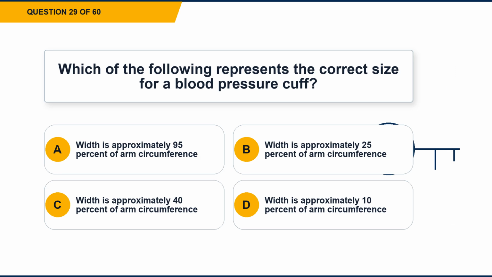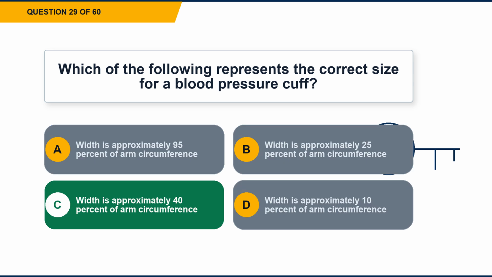Question 29. Which of the following represents the correct size for a blood pressure cuff? Option A, width is approximately 95% of arm circumference. Option B, width is approximately 25% of arm circumference. Option C, width is approximately 40% of arm circumference. Option D, width is approximately 10% of arm circumference. The correct answer is option C, width is approximately 40% of arm circumference.